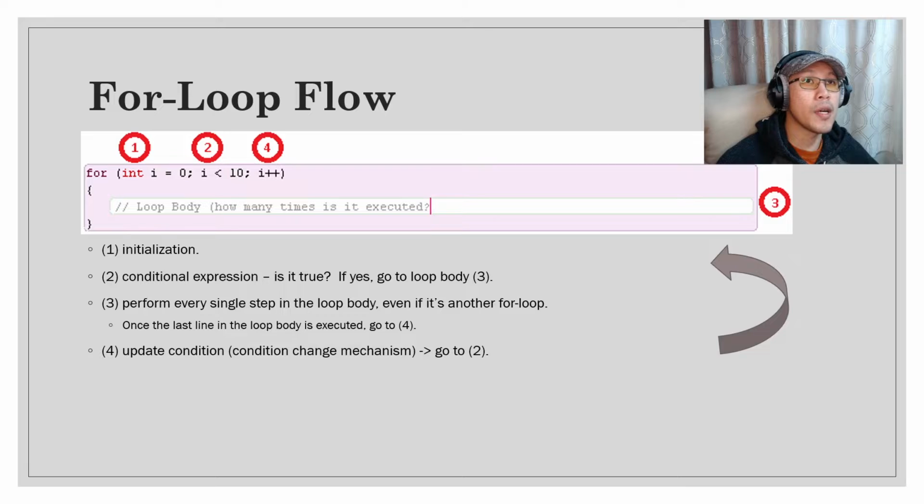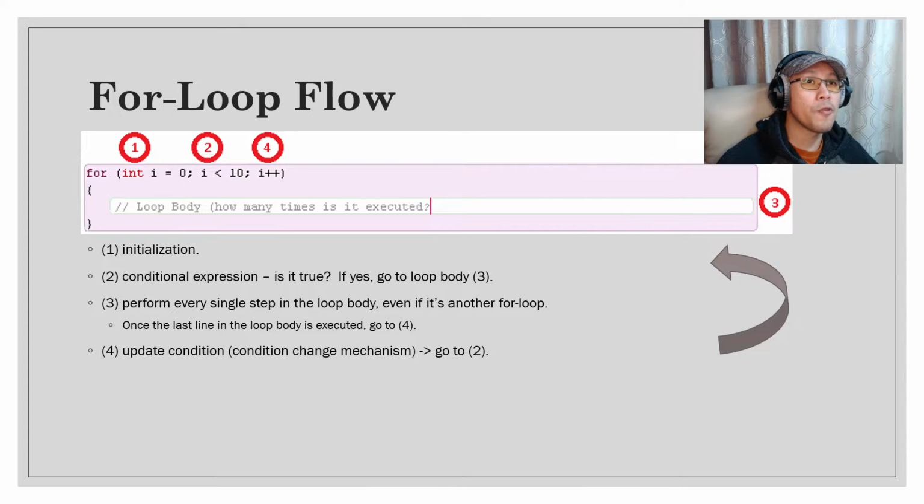Before it executes the loop body, it goes into number 2, which checks the condition. We have int i equals 0. That's the starting point. Then it goes to number 2 here, and it checks if i is less than 10. If i is less than 10, because right now it's 0, then great. It executes the body of the loop.